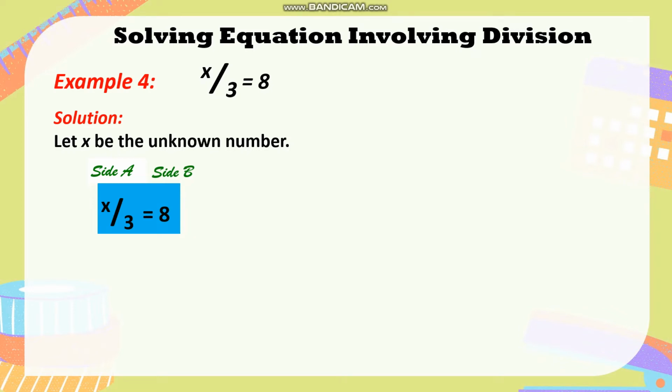First, identify the variable. Ang variable sa given equation ay x. Second, know what is attached to the variable. Sa given equation, divided by 3 ang naka-attach sa x. Third, undo the operation both sides. Kapag sinabi nating undo, kukunin natin ang inverse operation ng divided by 3 kaya magiging times 3.